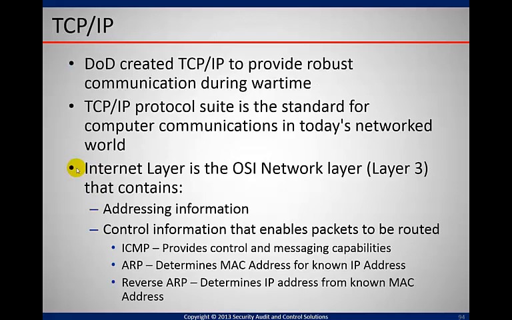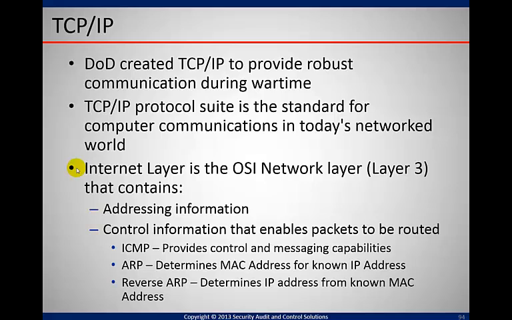At the TCP/IP layer, the Department of Defense created TCP/IP to provide robust communication during wartime. The TCP/IP protocol suite is the standard for computer communications in today's network world. And then also at the internet layer is the OSI network layer, layer 3, that contains addressing information, control information, and enables packets to be routed, such as ICMP, which provides control and messaging capabilities. That's Internet Control Message Protocol.